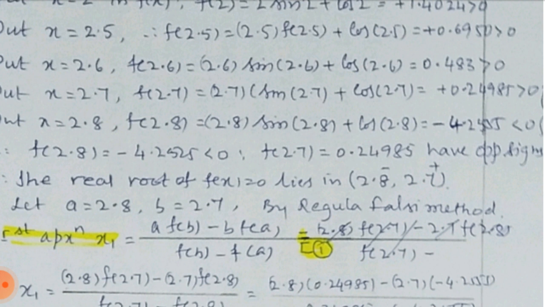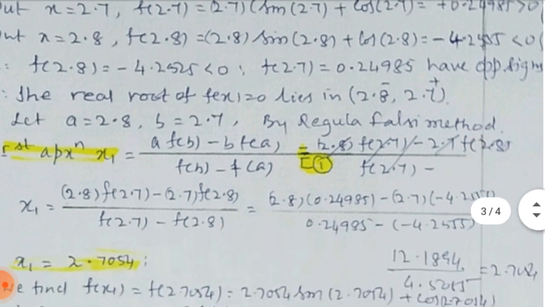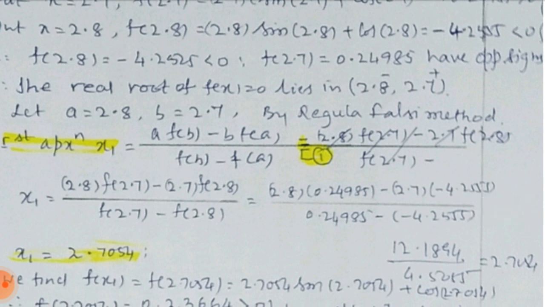By regular falsi method, the first approximation x1 is equal to a into f of b minus b into f of a divided by f of b minus f of a. Substitute for a and b. A is equal to 2.8, b is equal to 2.7. Therefore, 2.8 into f of 2.7 minus 2.7 into f of 2.8 divided by f of 2.7 minus f of 2.8.